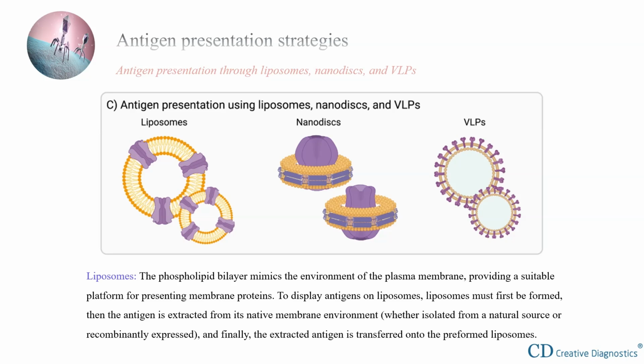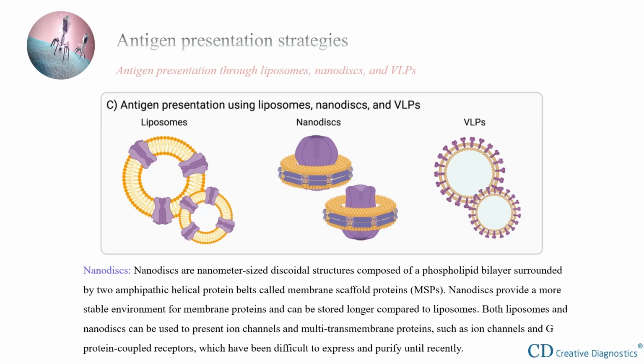When the antigen is recombinantly expressed, it can be fused with a tag to facilitate subsequent purification. Membrane proteins can also be presented on nanodiscs, which are nanometer-sized discoidal structures composed of a phospholipid bilayer surrounded by two amphipathic helical protein belts called membrane scaffold proteins, MSPs. Purified membrane proteins can be mixed with phospholipids and MSPs to form nanodiscs carrying membrane proteins.